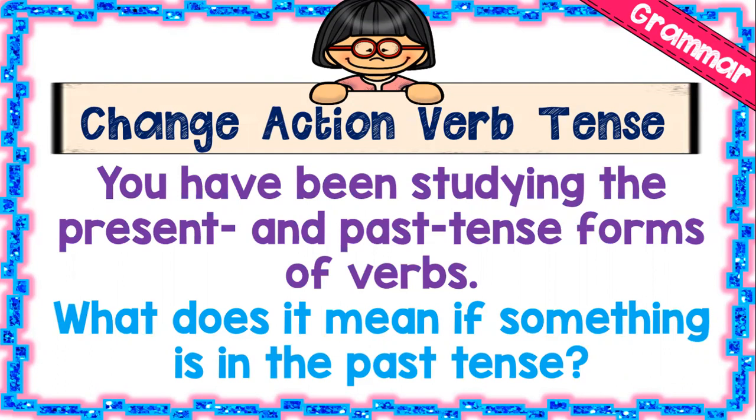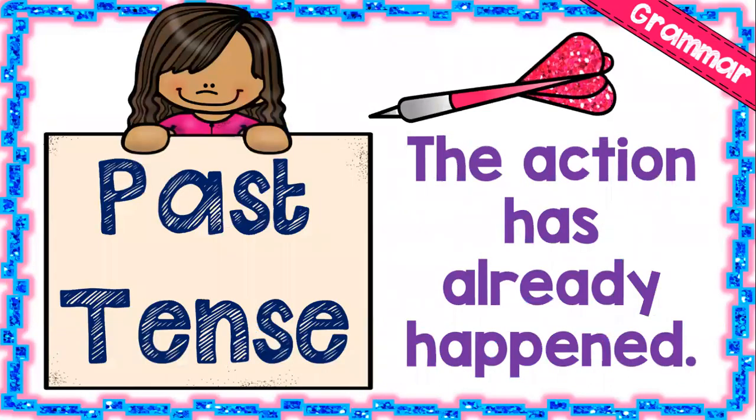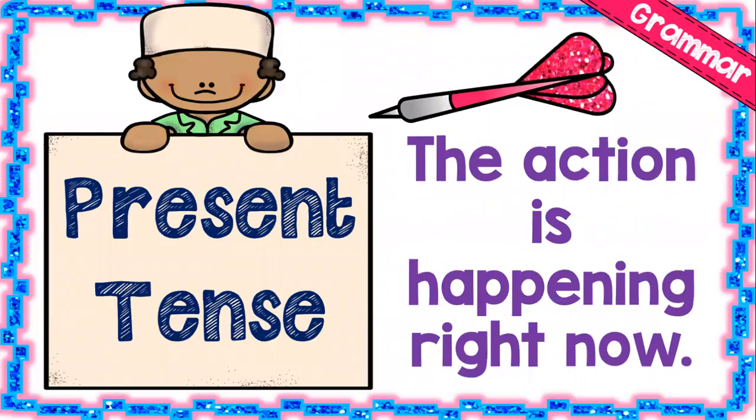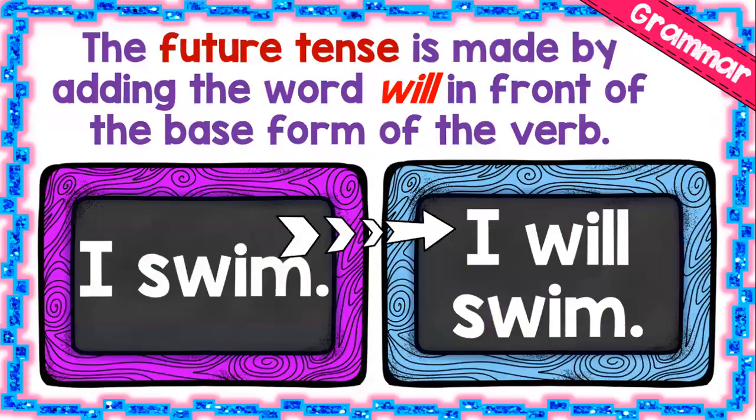Now you can change action, verb, tense. You've been studying present and past tense forms of verbs. What does it mean if something is in the past? It means that it happened already, right? Yesterday, 2 days ago, 30 minutes ago, but it's already happened. The action has already happened. What does it mean if it's present? Present means that it's happening right now. It's a present tense verb.